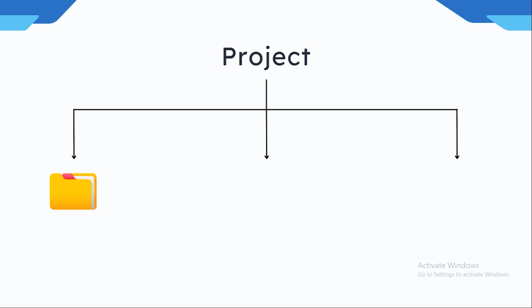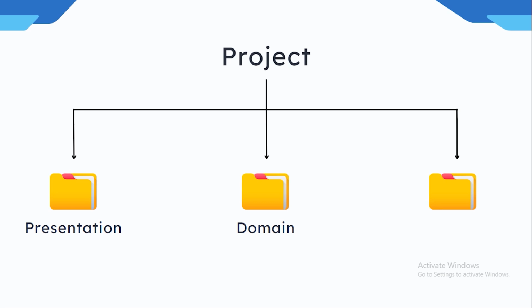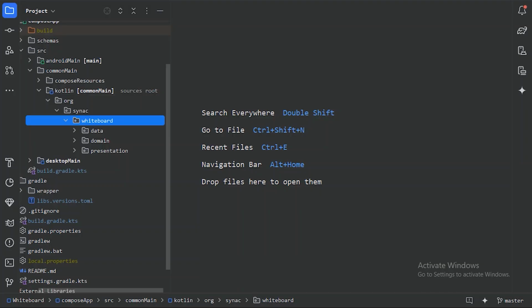Presentation layer, it handles the UI and user interaction. Domain layer, it contains the business logic and rules. It's the core part of the application and is independent of any other layer. Data layer, it manages data sources and handles data operations. And here in our project we can see we already have divided our whole code base into these three layers: data, domain, presentation. Now let's see what each layer contains.